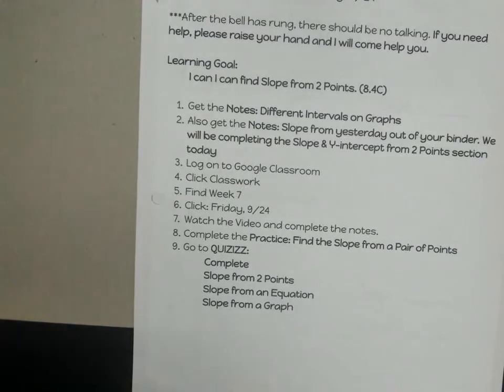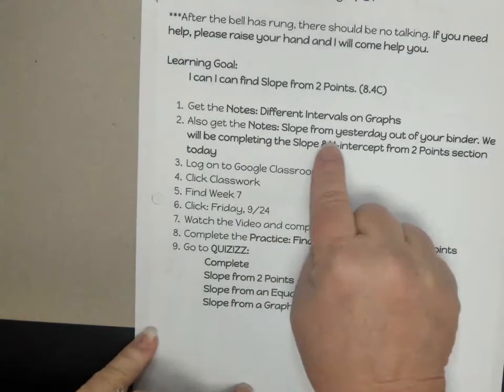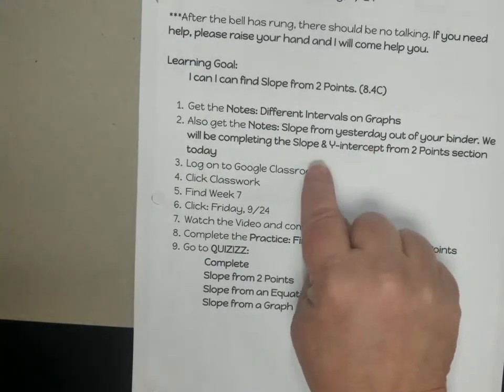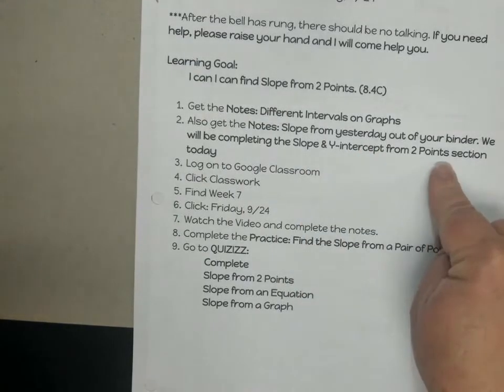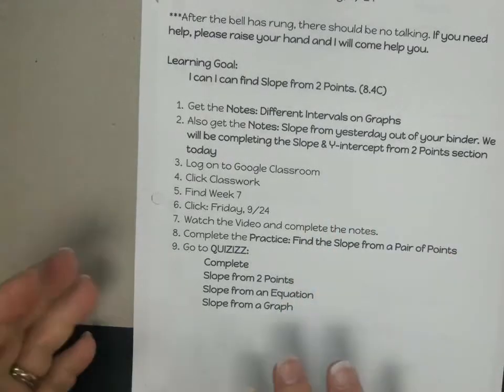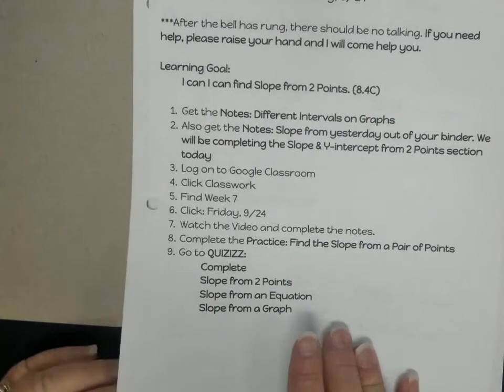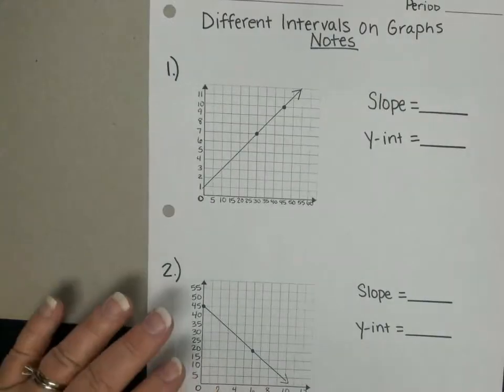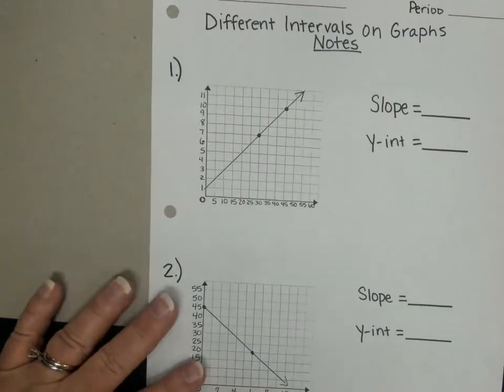So when you came in, you should have gotten notes on different intervals on graphs. You also need to get your notes out of your binder regarding slopes. We're going to be working on the section that says "from 2 points" today. So we're going to cover 2 topics. It shouldn't be too long. We're going to do the interval notes first, okay?